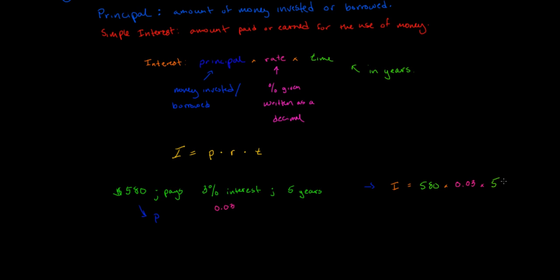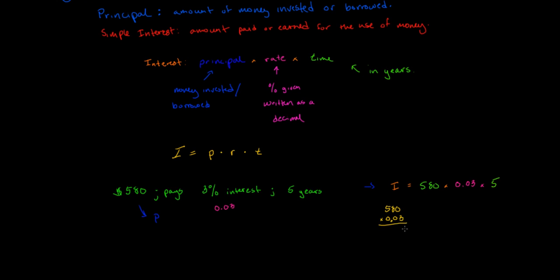So what we're going to do is multiply that 580 by the 0.03 and then multiply that by the 5. All right, so why don't we do that? Let's take 580 and multiply it by 0.03.